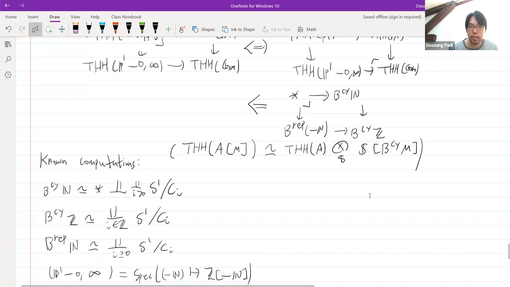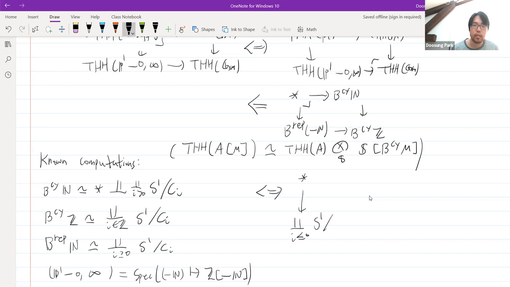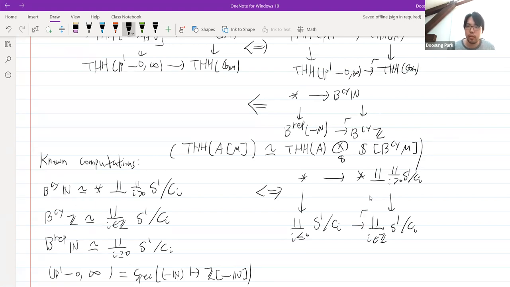So with these computations, this is equivalent to saying that the union over i less than zero is S1 modulo Ci, the union over i greater than zero is S1 modulo Ci, and the union over i in Z is S1 modulo Ci. This is obviously a homotopy push-out diagram. So this completes the proof of this theorem.